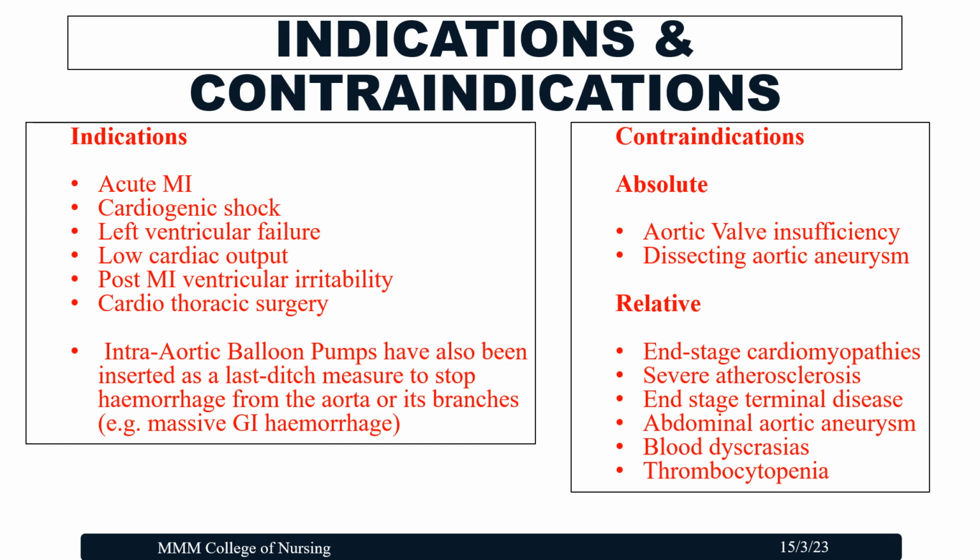The contraindications of IABP: the absolute contraindications include aortic valve insufficiency, where the aortic valve is not functioning properly, or dissecting aortic aneurysm. The relative contraindications include end-stage cardiomyopathies, severe atherosclerosis, end-stage terminal disease, abdominal aortic aneurysm, blood dyscrasias, and thrombocytopenia.